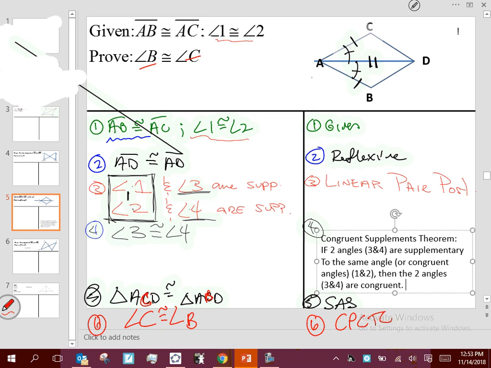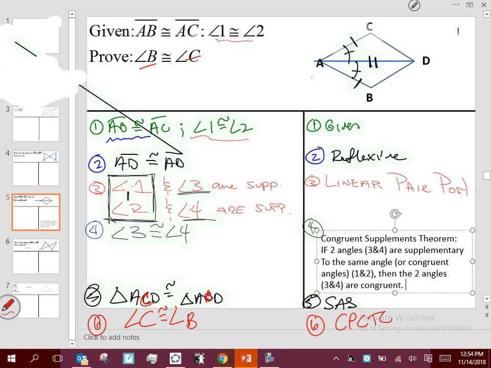Turns out to be a nice kind of property or theorem to talk about once we start talking about rhombuses. Okay, when we get to that section of text for kites, if you know what a kite is.